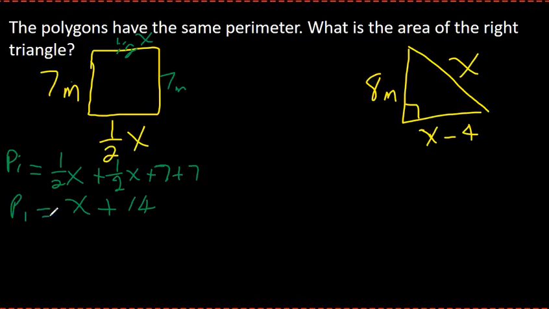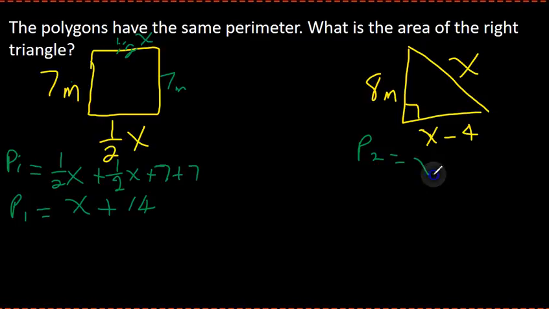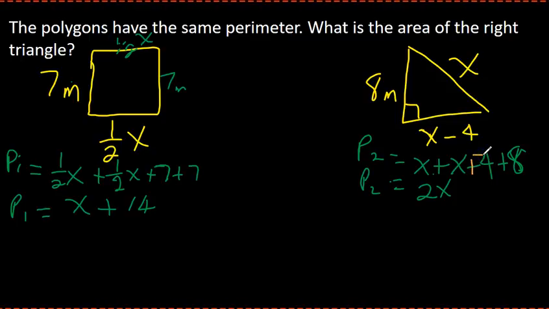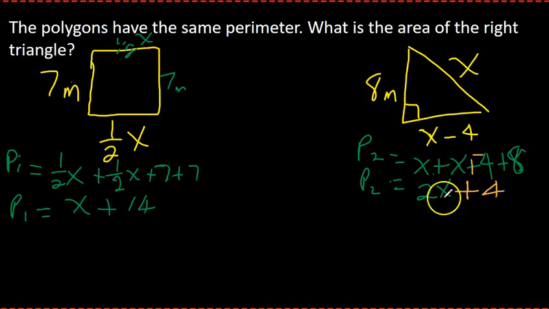That's done. Let's find the perimeter for this one. It has 3 sides. Call it perimeter 2. Perimeter 2 is x plus x minus 4 plus 8. All right, collect like terms. So x plus x is 2x. And here, remember, we have to change this subtraction to adding its opposite. So we have negative 4 plus 8. That gives us positive 4. So we have plus 4. And also, this side is simplified.